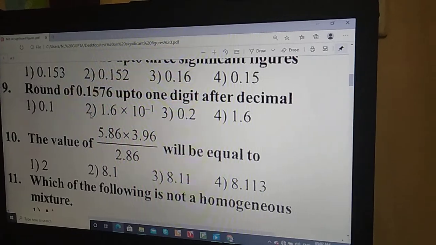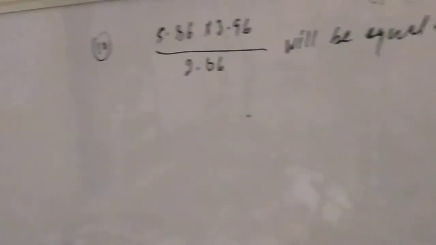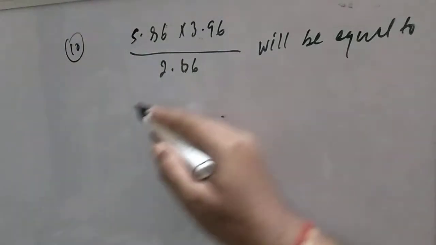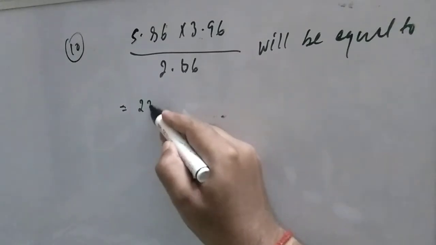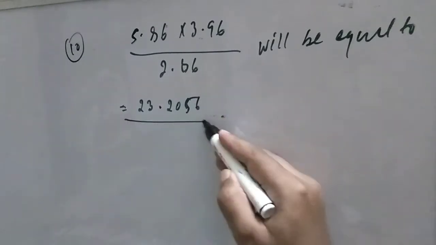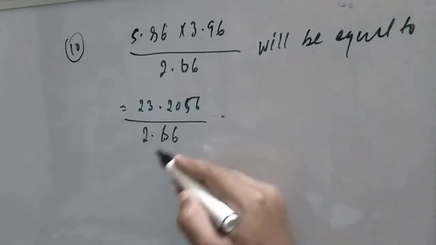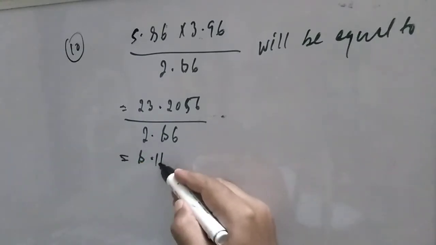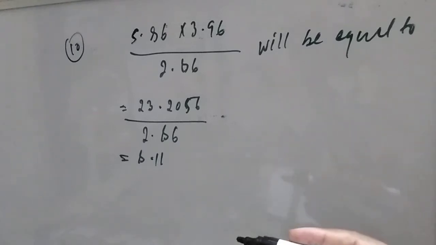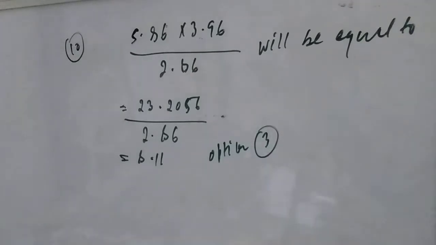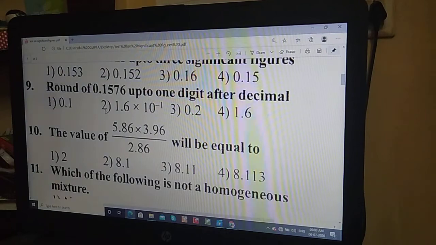So if you are multiplying, here you see on the board, student, for better understanding. If you multiply the numerator, how much are you getting, student? 23.2056 divided by 2.86. If you again divide, you are getting 8.11. So the correct option will be option number 3, student. Option number 3, 8.11 is given.